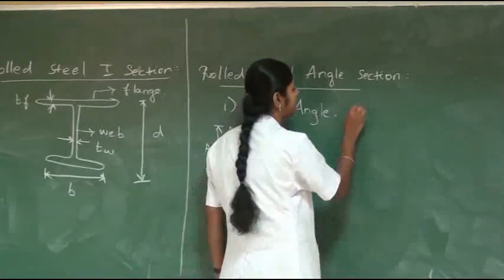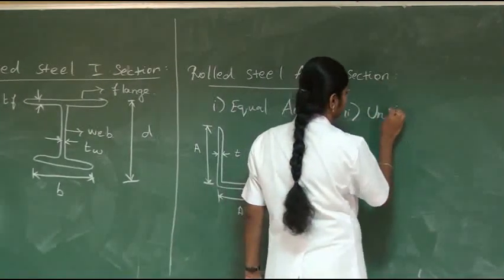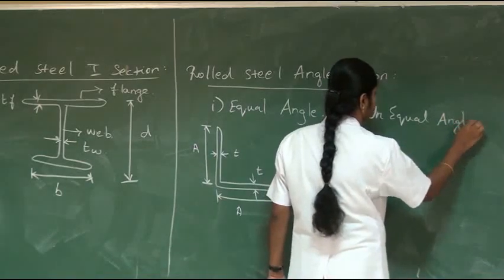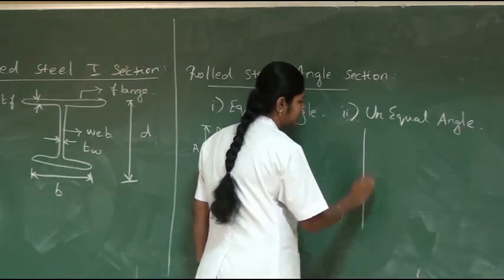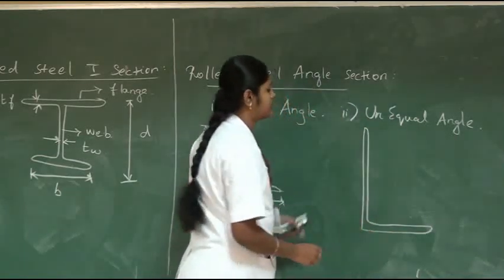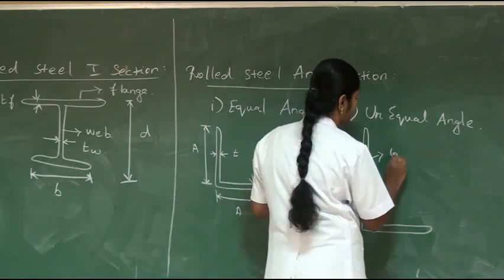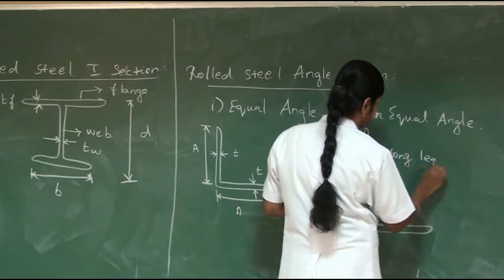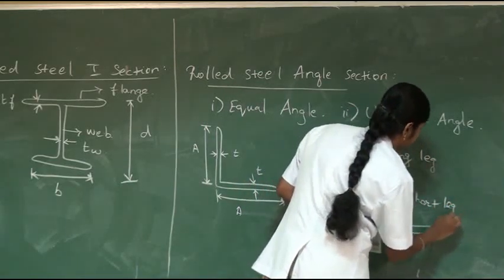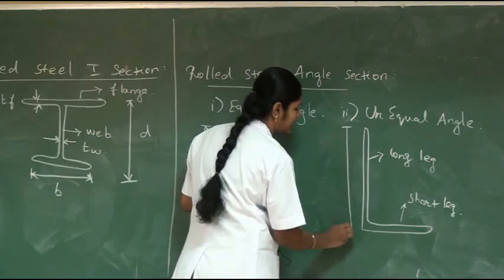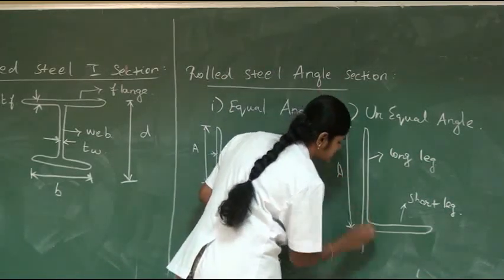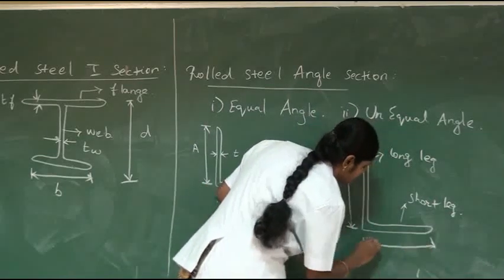When unequal angle, same L section. This is the longer leg, this is the short leg. The length of the longer leg is A and the length of the shorter leg is denoted by B.